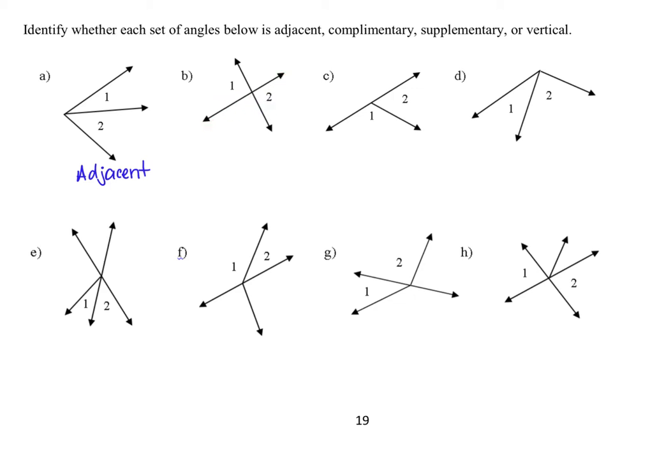If you look at letter B, we have 2 intersecting lines that share a common vertex. So angle 1 and angle 2 would be vertical angles. Letter C, we have a straight line, and then we have an acute and obtuse angle. So we have a straight line. The angle of a straight line is 180. So these angles would be supplementary because angle 1 plus angle 2 would equal 180.